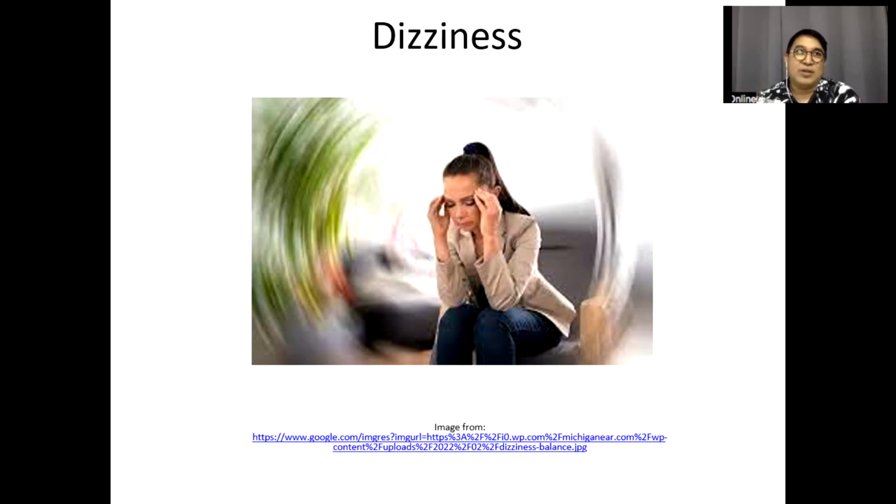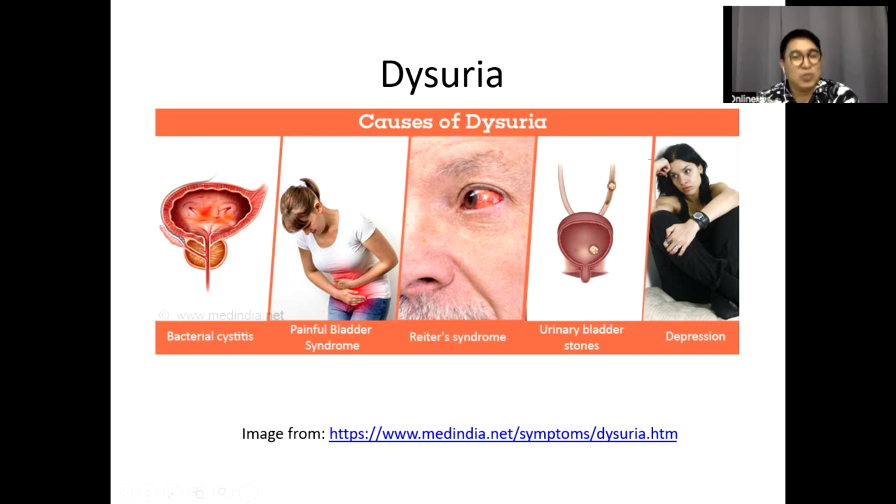Dizziness, or a feeling that the room is spinning or revolving or rotating, is found in patients with Meniere's disease or motion sickness. The priority is to instruct the client to sit still, close their eyes, and place them in a darkened room or to lie down.